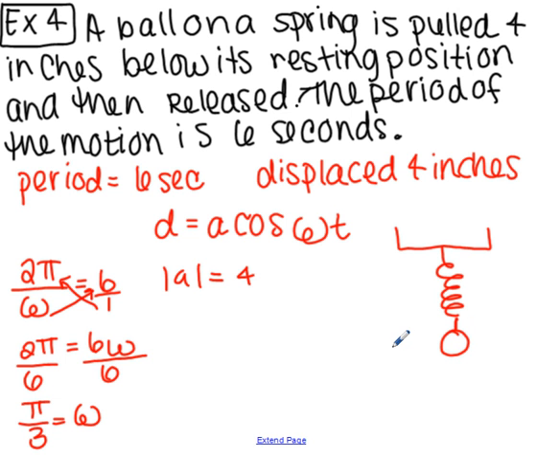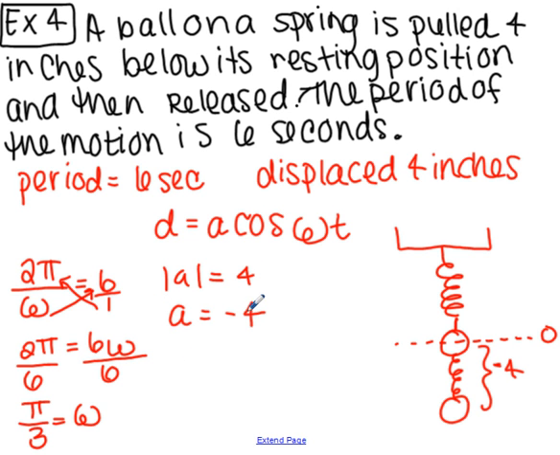So here's a ball on a spring. Here's the rest position. It's saying I'm pulling down 4 inches. Since it's being pulled down, this is going to be negative 4. Therefore, A is negative 4. If we had pushed it up 4 inches, it would have been positive 4. But in this case, we started below the resting point, so it's negative.